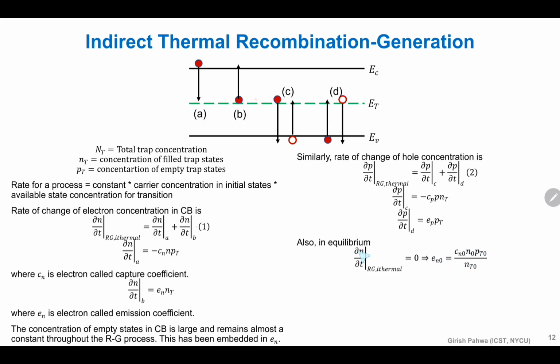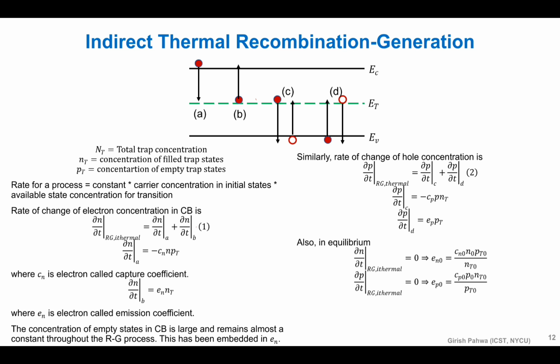Now these naughts are because I am talking about equilibrium: the equilibrium concentration of the filled trap states, the equilibrium concentration of the empty trap states, the equilibrium concentration of electrons, the equilibrium capture coefficient, and the equilibrium emission coefficient. All of them are related like this. Further, if I make del P by del T equal to 0, that will give me the relationship between the emission coefficient for holes, the capture coefficient of holes, and the hole concentration, Nt naught, Pt naught. That's what I will get. So all of these coefficients are related.